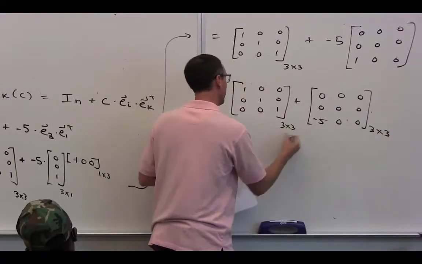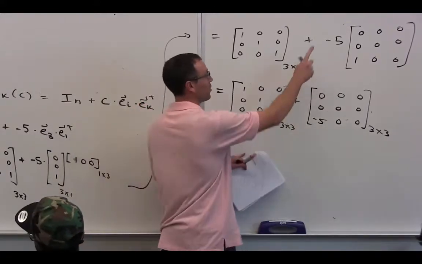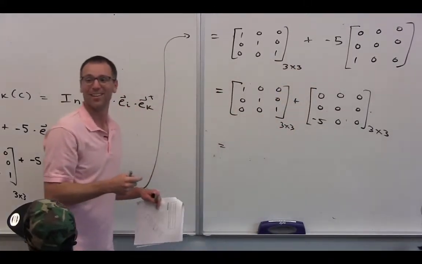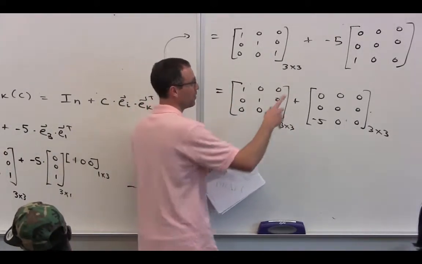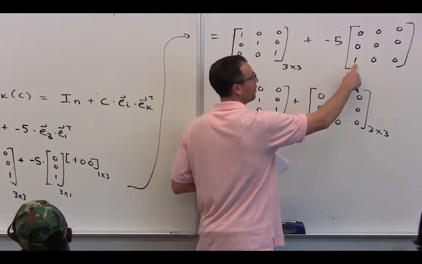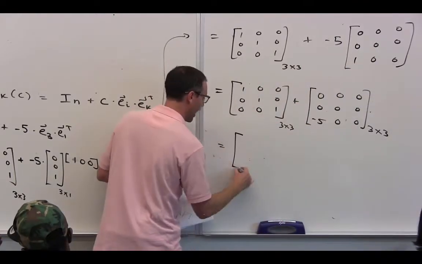Not everybody at once, please. What happens when I do scalar matrix multiplication? Everything gets scaled. What is 5 times 0? It's Wednesday, so that must be 0. 5 times 1 with a negative. What happens when I add those two things?